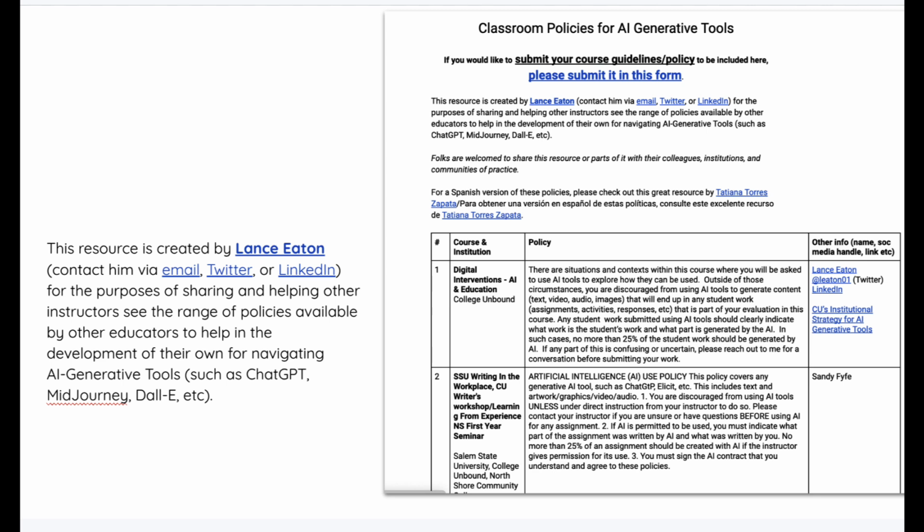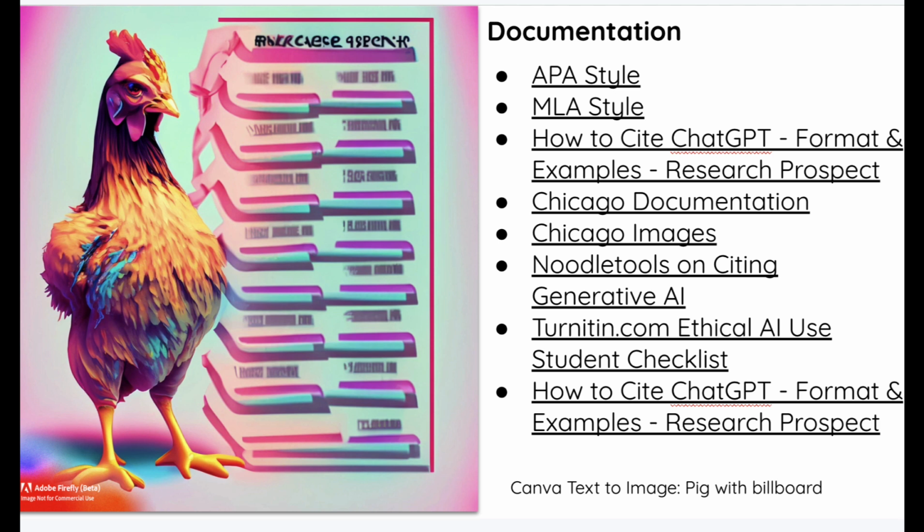Lance Eaton has been collecting classroom policies for use of generative AI tools, and they're across the disciplines. Most of them are at the academic level. While I don't know how much I would cite AI, because what I try to do is find AI that has documents in it that I can go to, so I'd go to the original documents. But if you want to cite AI, the major style guides offer some help, and the major tools and also citation generators are out there working on this. So here are some links to those.